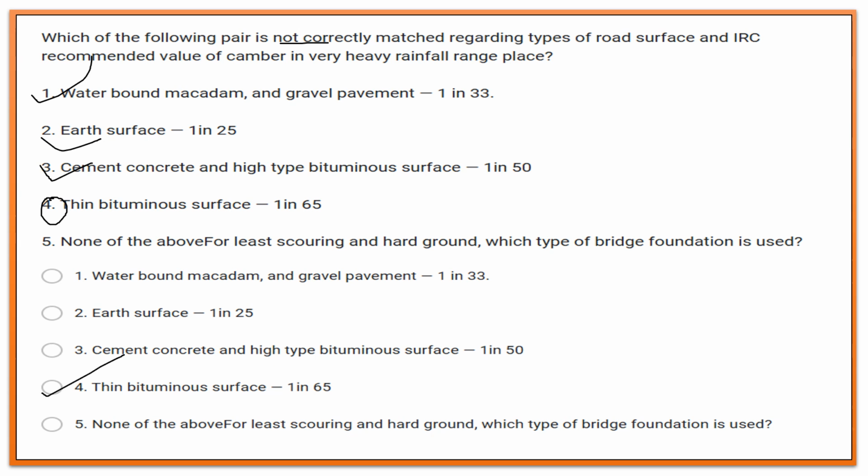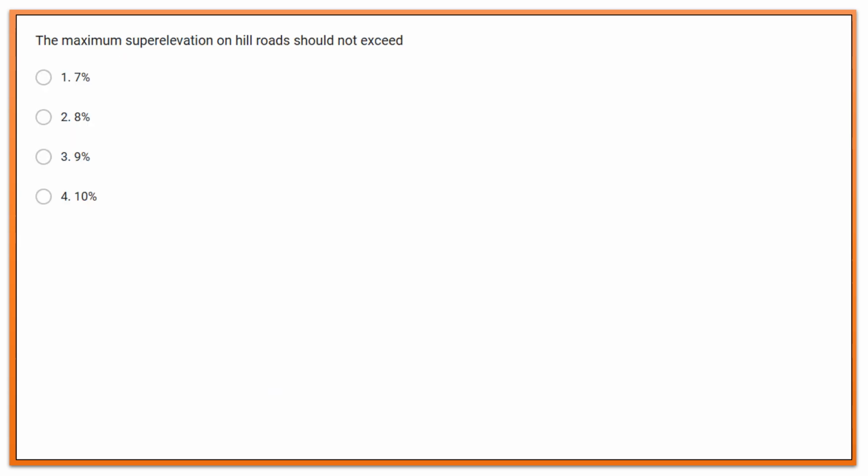The next question is question number 14: the maximum super elevation on hilly roads should not exceed. There are different kinds of super elevations for different kinds of roads or terrain conditions. First is for plain and rolling terrain, where the super elevation is 7%. For hilly roads, the super elevation is 10%. Last, for urban roads, the super elevation is 4%. So here option number 4 is correct, which is 10%. 10% is the maximum super elevation for hilly roads.